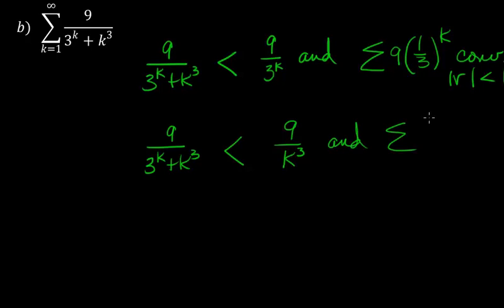And the summation of 9 times 1 over k cubed converges. P is equal to 3, P is greater than 1. So you could have compared it either to a convergent geometric series or a convergent p-series.